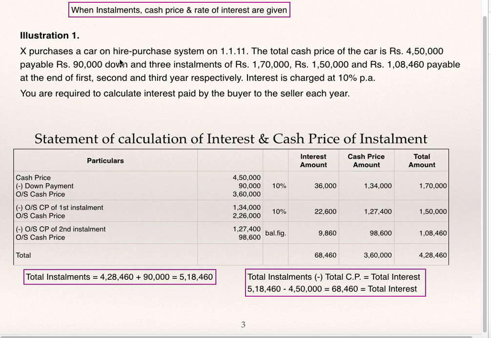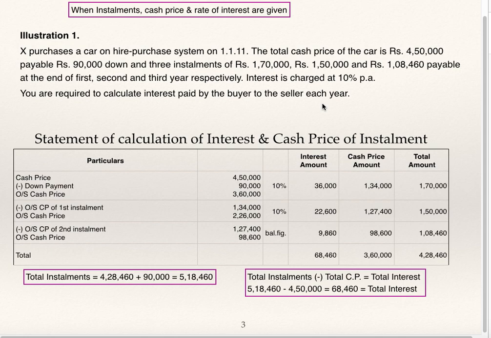X purchases a car on hire purchase system on 1/1/11. Total cash price of the car is 4,50,000. Cash price is given. Payable 90,000 down and 3 installments of 1,70,000, 1,50,000 and 1,08,460 payable at the end of first, second and third year respectively. Interest is charged at 10% per annum. You are required to calculate interest paid by the buyer to seller each year.